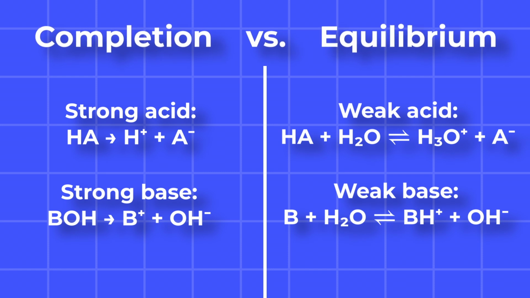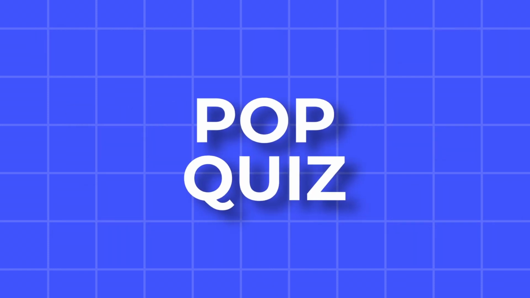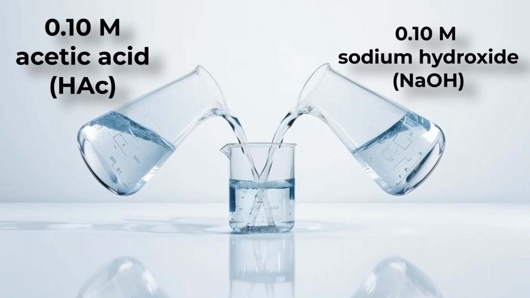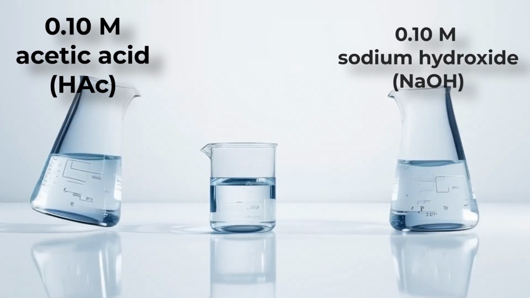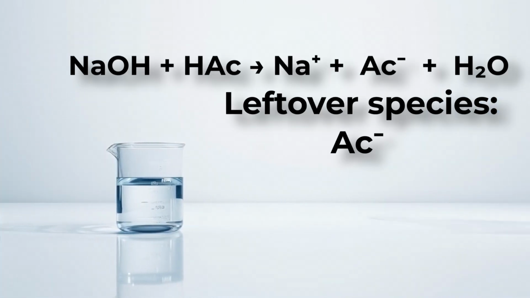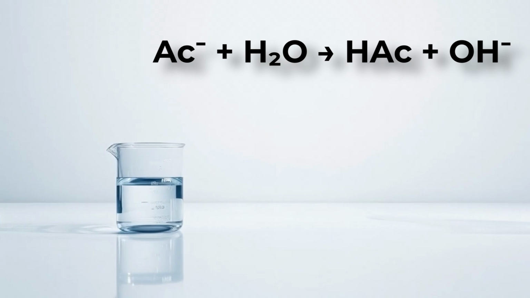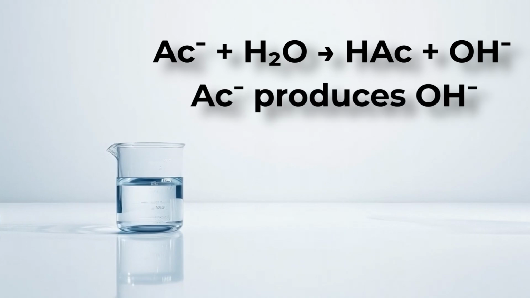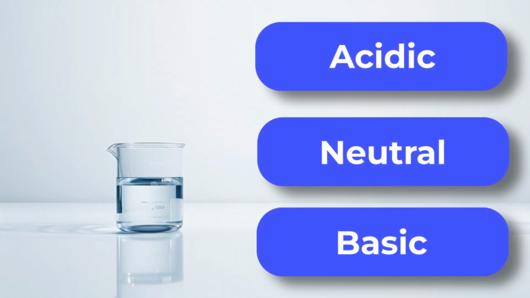Time to reveal the pop quiz answer. Strong base sodium hydroxide neutralizes acetic acid, that's a weak acid, leaving the conjugate base in water. The conjugate base produces OH minus ions that make the solution basic. So the correct choice is C, basic.